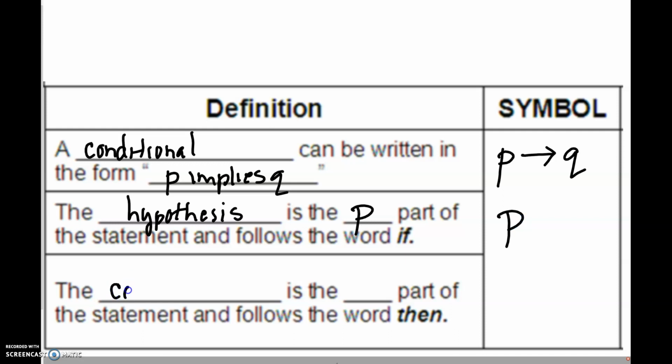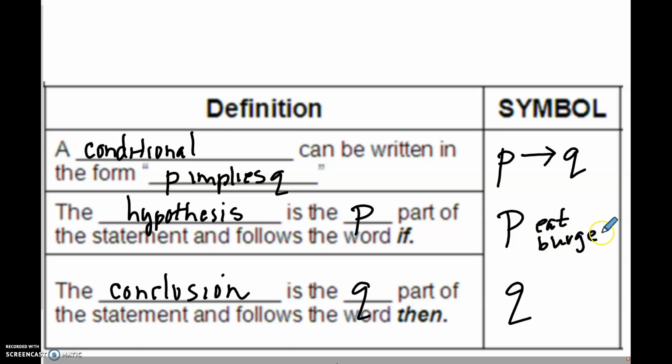The conclusion is the Q part, and that is the then. Okay, so in my example, if you eat your hamburger, then you can have dessert. So the subject part of it would be eat your hamburger, and the conclusion part would be get dessert.